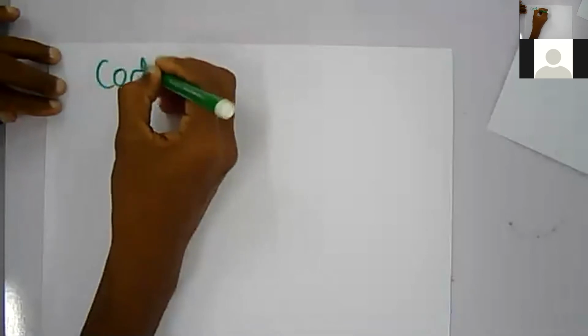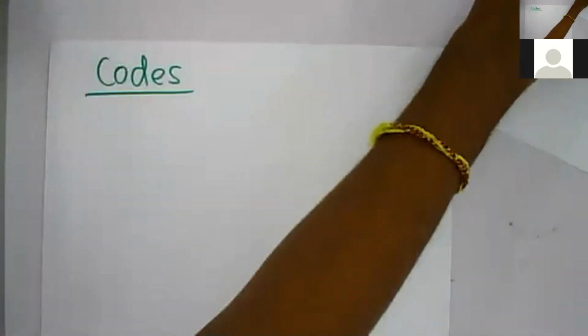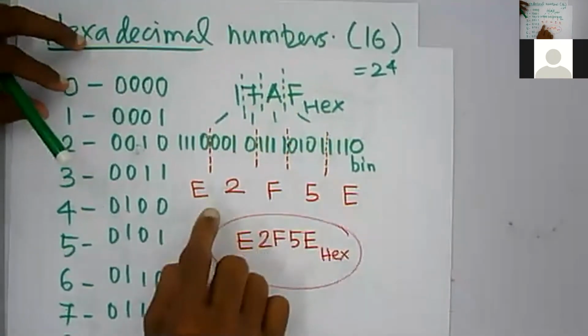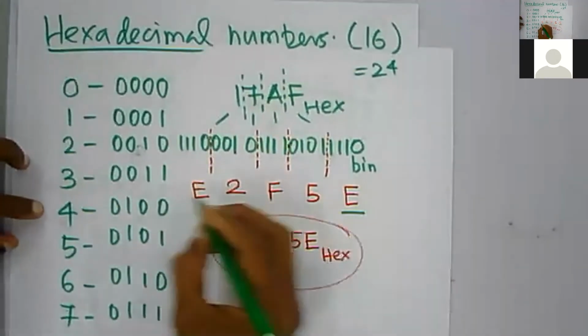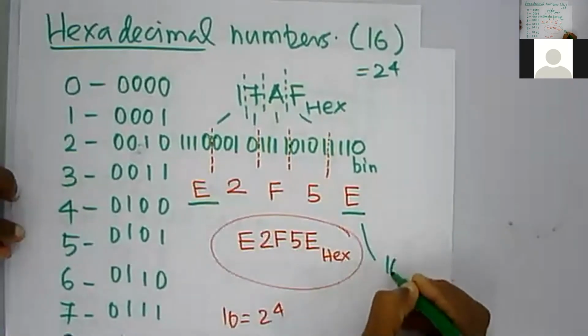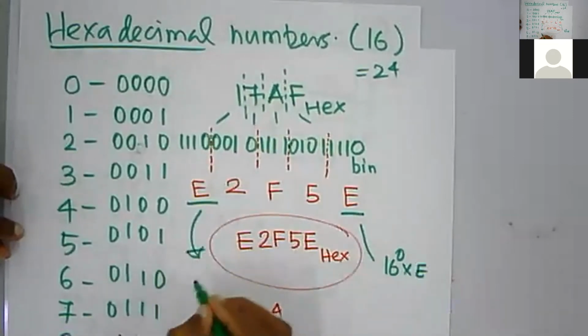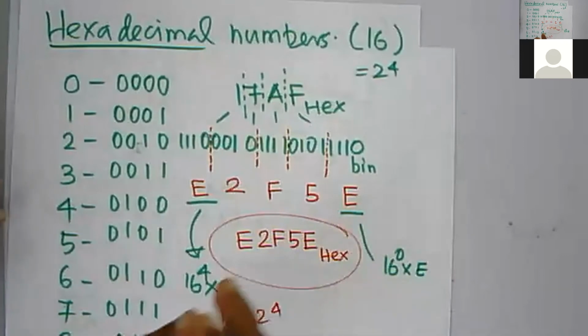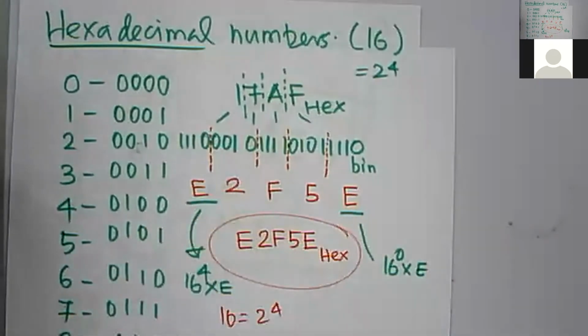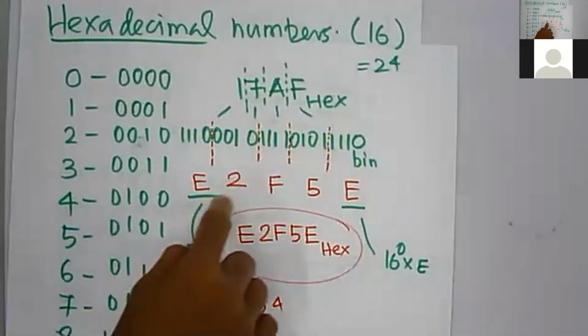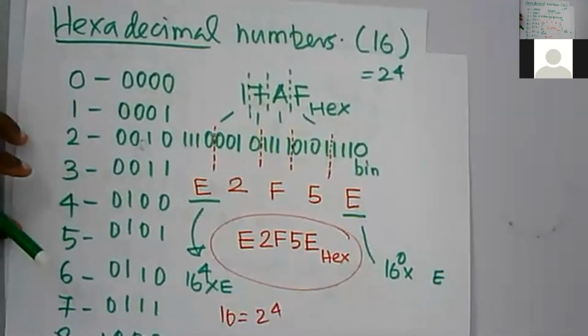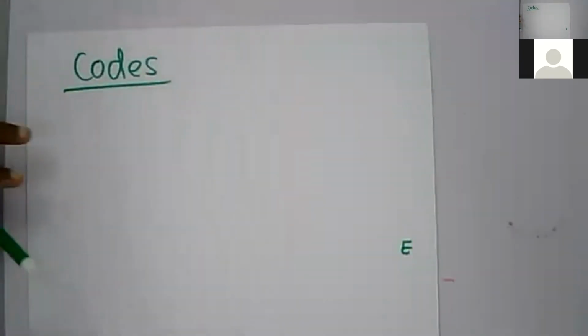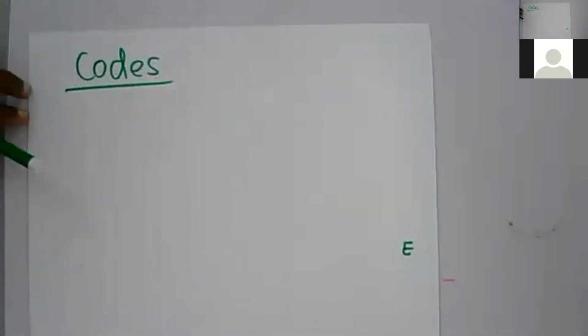Now we'll see about codes. The main difference between number systems and codes is this. For a number system, see here, I have E here and E here, but the value of this E and this E is completely different. This becomes 16 to the power 0 into E, and this becomes 16 to the power 4 into E. So the value of a digit depends on its position. In a number system, the position of the digit matters, it's a big thing. But in a code system, the place or position of the digit doesn't matter.